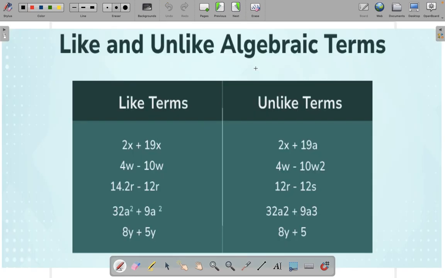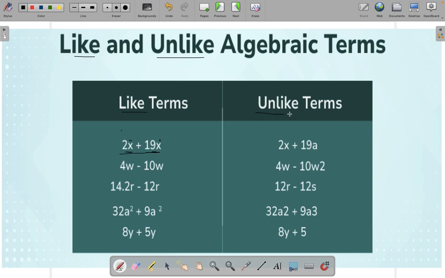Okay, so when we are talking about terms, there are two types of terms, like terms and unlike terms. Like terms means the terms that are the same or they contain the same variable. For example, if you look at 2x and 19x. 2x is a term, and 19x is also a term because it is a combination of 19 and x. So 19 is a constant and x is a variable, right? Because both of them have the same variable x, that is why they are like terms.